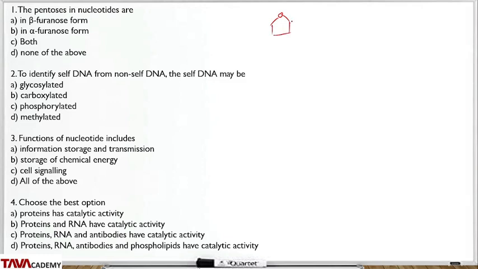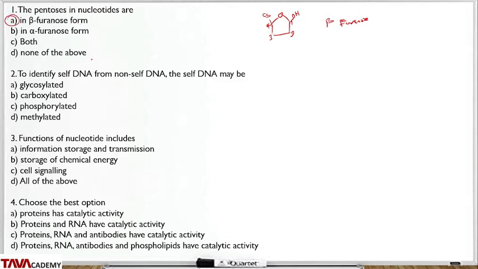So this is the carbon 1, carbon 2, carbon 3, carbon 4, and then of course your carbon 5 is here. And the OH is above the ring. And this kind of ring is actually a furanose ring. And if the OH is above the ring, it's a beta furanose ring. So the answer is A, in beta furanose form.